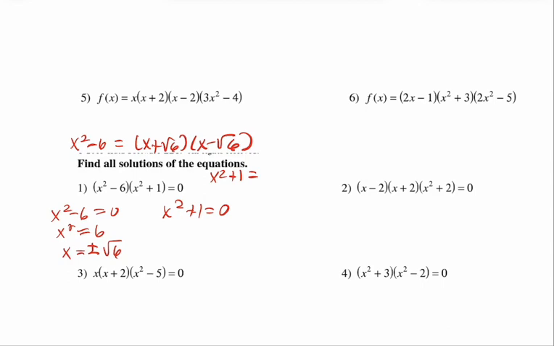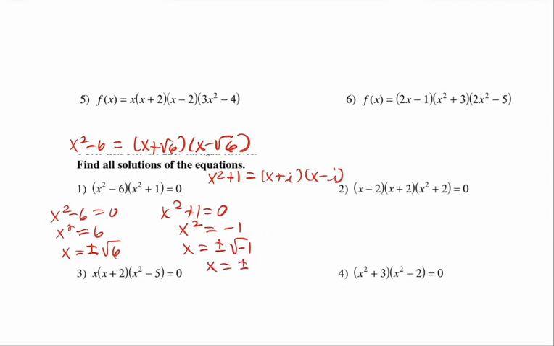That's actually factorable too, but it's only factorable with i's. So that would be x plus i and x minus i. So when we go to factor that, why does that happen? Well, you get x squared equals negative 1. So x is plus or minus the square root of negative 1. What is the square root of negative 1? It's an i. So that's x equals plus or minus i.